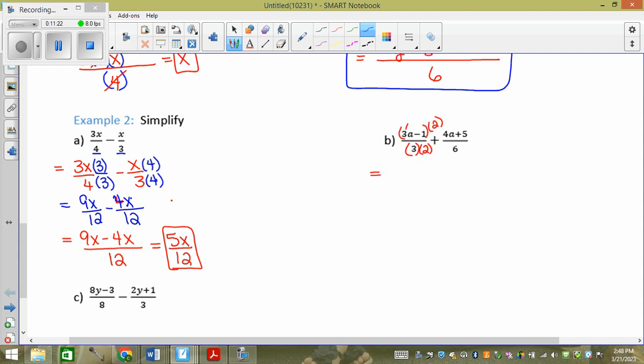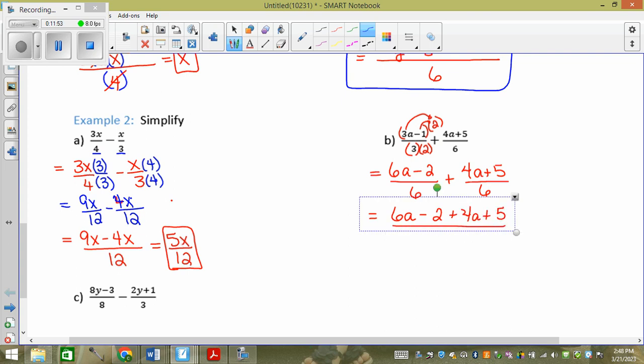So I'm going to get 6a minus 2 all over 6 plus 4a plus 5 over 6. And then we're back to like example 1, the common denominator, and the full numerator over one denominator: 6a minus 2 plus 4a plus 5, all over 6.